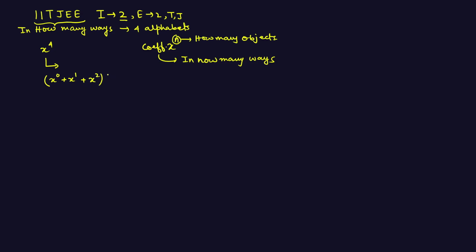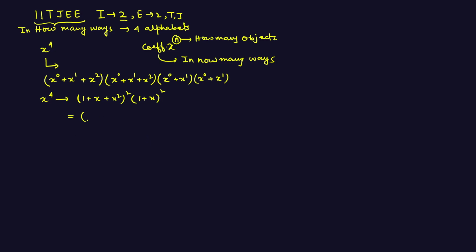That's it. For E, the same thing, x to the power 0, x to the power 1, plus x square. For T, either I can select T, or I will not select T. Same thing for J, either I will not select J, or I will select 1 J. So it is basically finding out the coefficient of x to the power 4 in the expansion of (1 plus x square) whole square into (1 plus x) whole square. That's it. So how to find out this?